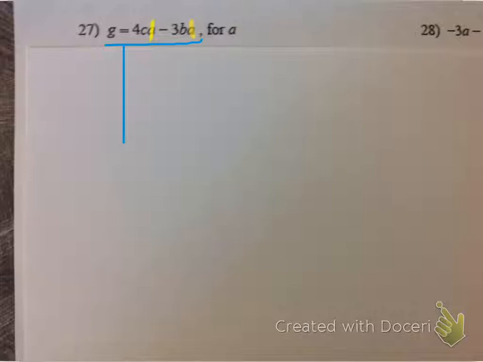All right. We can't combine them because it's 4CA and 3BA. The variables are not matching. So what we can do is pull out a variable that they have in common. So we're going to leave G alone on this side, and we're going to go ahead and take out, or undistribute, the A. What's going to be left in our parentheses is 4C minus 3B.